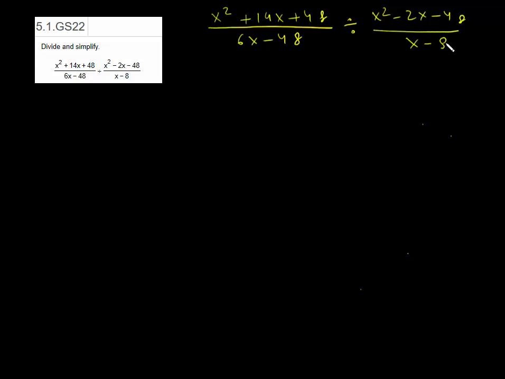Hello and welcome. Let's take a look at this example from Math073 chapter 5. In this question they would like you to divide the rational expression x squared plus 14x plus 48 by another rational expression, x squared minus 2x minus 48 over x minus 8. So the first step is to change this division question into a multiplication question.